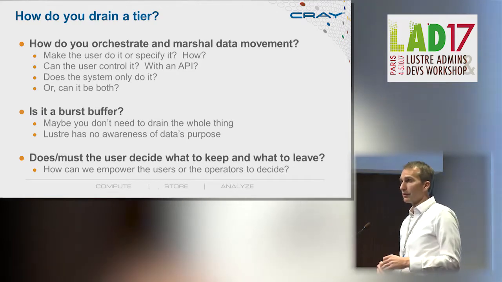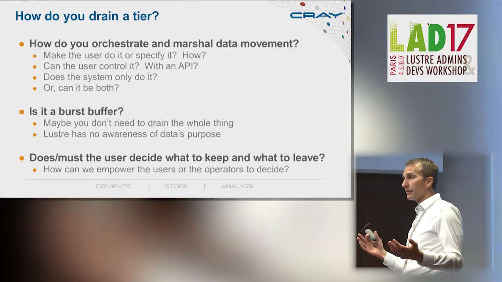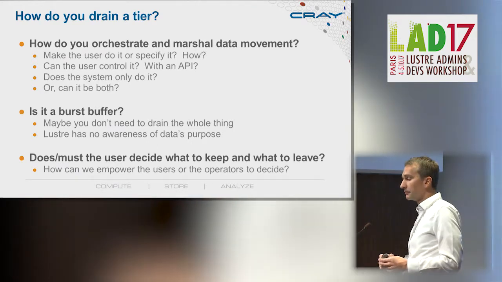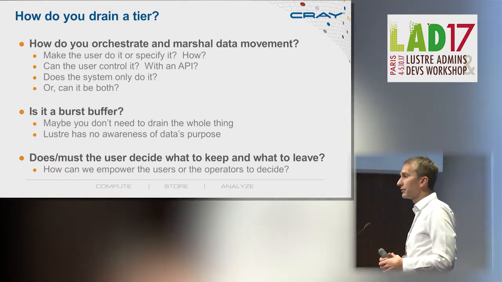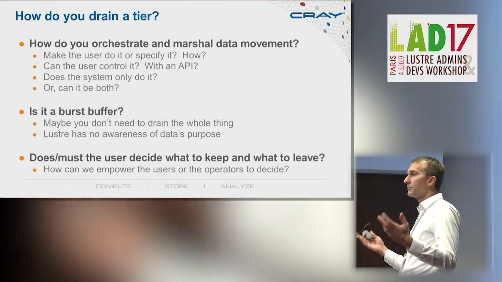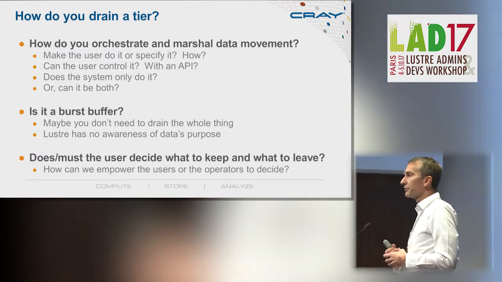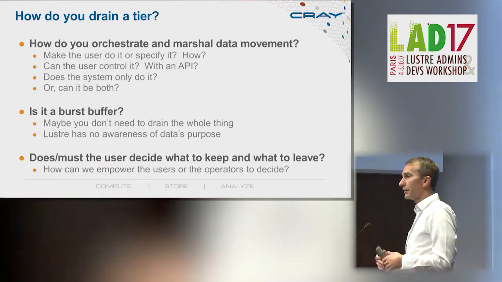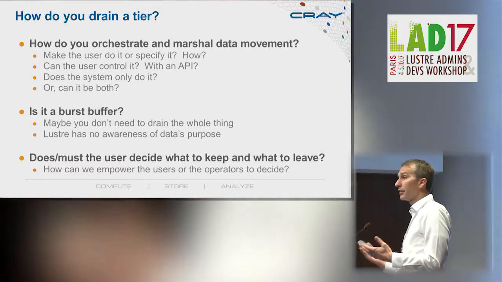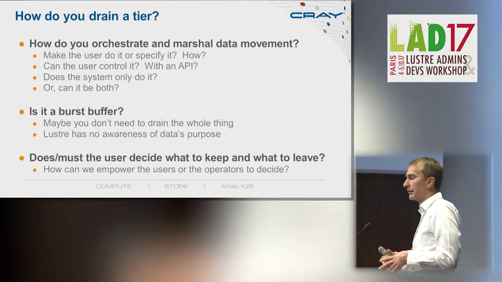Or maybe the user has an API that they can explicitly use, or maybe the system knows. Maybe there's some policy engine that we'll add into Lustre that monitors the fullness of an OST or perhaps a pool and says, oh, I've reached a threshold. I need to step in and do something to save this file system from filling up this pool. Maybe some combination of both.